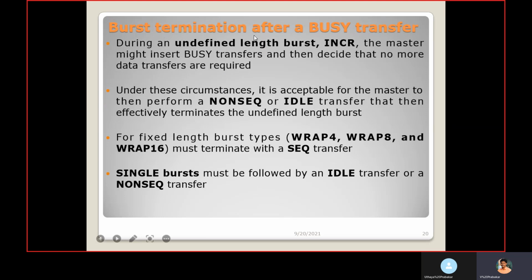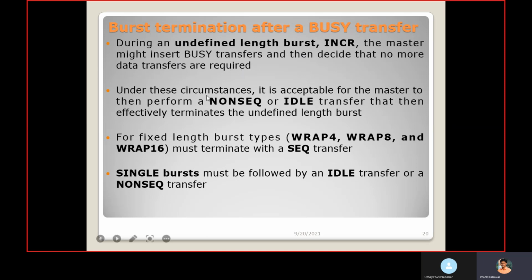Then next is burst termination after busy transfer. The termination of burst after busy transfer during the undefined length burst. These are the types: undefined length burst, increment, then fixed length, single burst. When it is an undefined length burst or increment burst, the master might insert a busy transfer and then decide that no more data transfer is required. It will introduce a busy.